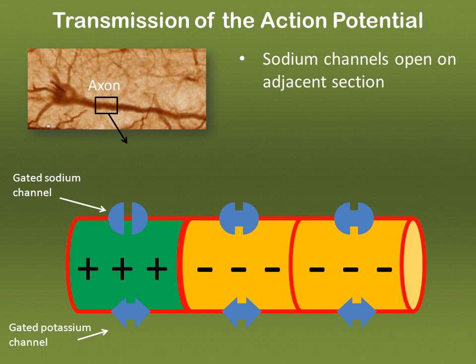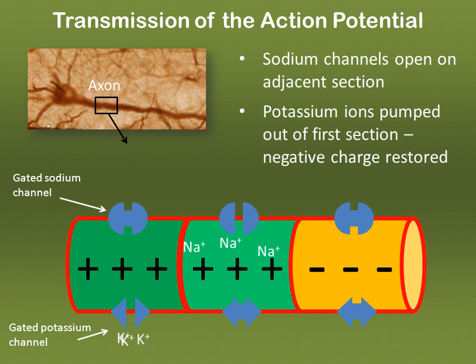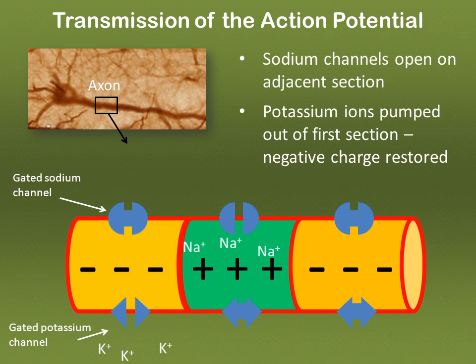Now in the next step, the sodium channel on the adjacent section is going to open as a result of the first section stimulating it, and that action potential is going to be generated in the next section. Meanwhile, in the first section that we considered previously, now we're going to close that sodium channel, open the potassium channel, and the positive cation potassium ion is going to get pumped out of the first section. Now we're losing that positive charge, thus we go back to a negative charge in the first section, shutting down the action potential there. So now we have an action potential in the second segment occurring.